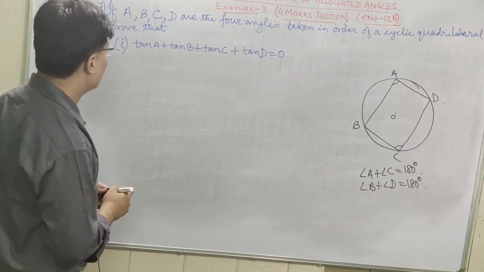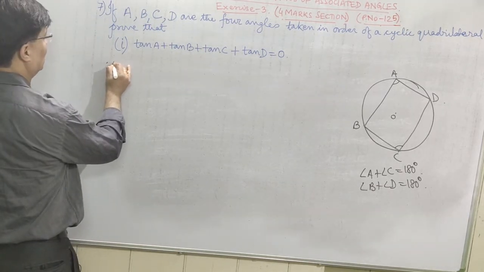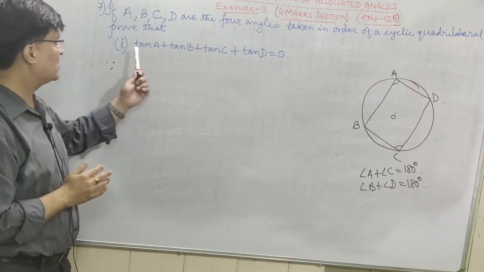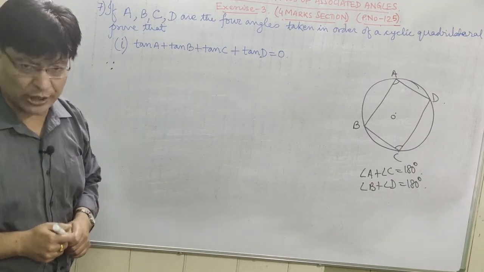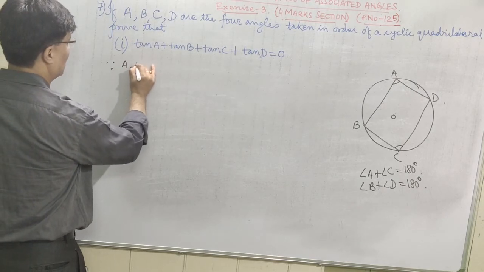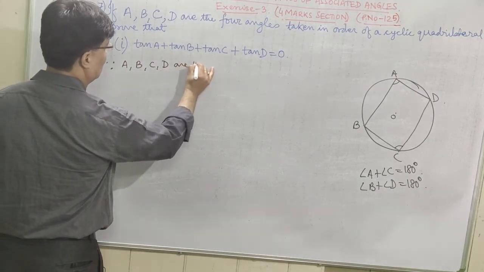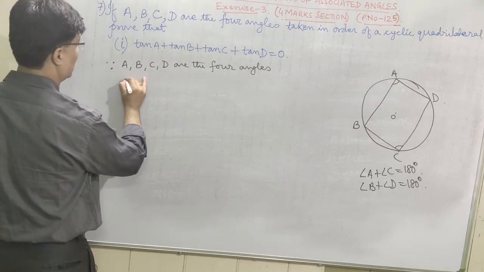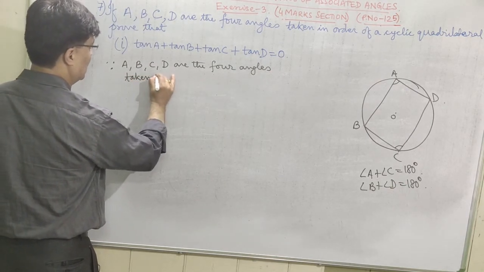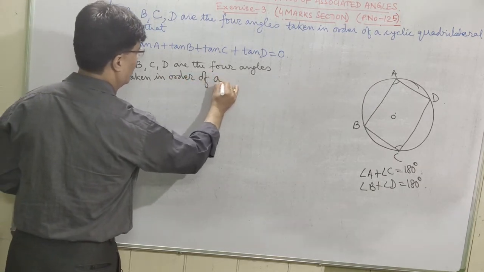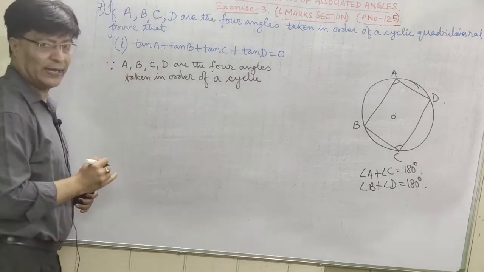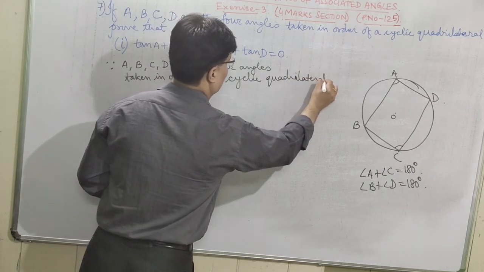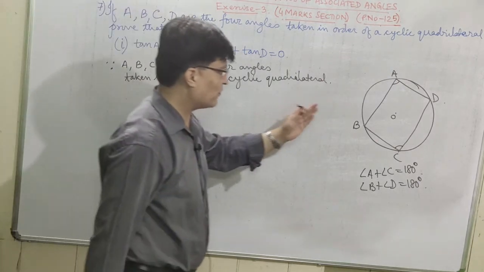Okay. So now let's do this problem. So here what is given? ABCD are the four angles of a cyclic quadrilateral taken in order. You have to prove that tan A plus tan B plus tan C plus tan D is equal to 0. Okay. So what is the condition given out here? ABCD are the four angles taken in order of a cyclic quadrilateral. Okay, so you can understand it from the figure also.